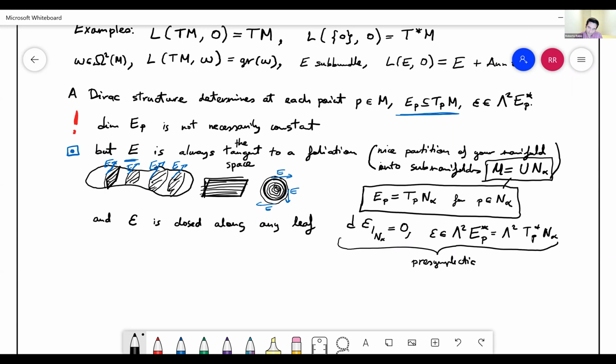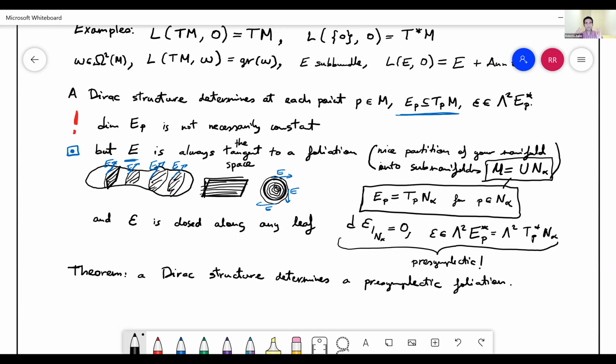So what can be proved, I'm just giving the idea, not the formal proof, of course, is a theorem that was one of the first things to be proved for Dirac structures. A Dirac structure determines a presymplectic foliation, where the leaves, I insist, don't need to be of the same dimension. So this is a lot of geometry. All of a sudden, because we considered these L's that were maximal isotropic and involutive, we have come up with this new structure that has a very concrete geometric meaning.